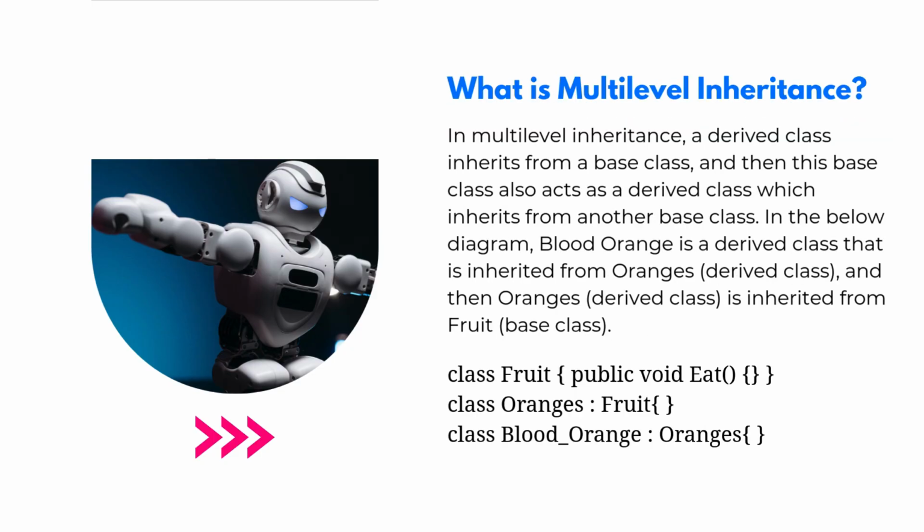What is multi-level inheritance? In multi-level inheritance, a derived class inherits from a base class, and then this base class also acts as a derived class which inherits from another base class. In the below diagram, Blood Orange is a derived class that is inherited from Orange (derived class), and then Orange (derived class) is inherited from Fruit (base class).